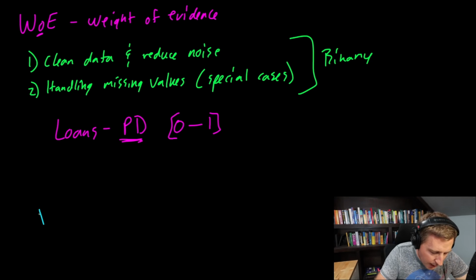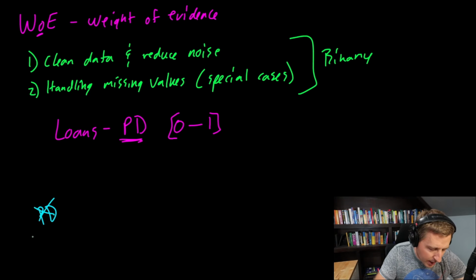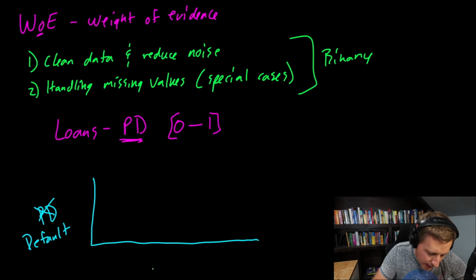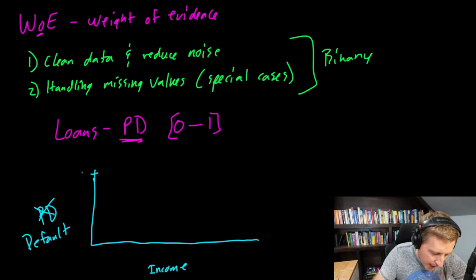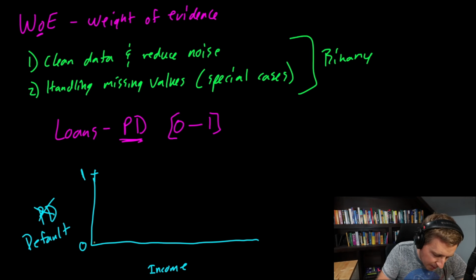On the y-axis, we're going to have PD, which is actually just default, which is what we're really modeling. So I'm going to cross that off and put default. But keep in mind, we're actually modeling the probability here. And then on the x-axis, let's say we have something like income. We're going to have a 1, which is the customer defaulted, and a 0 down here, which is the customer didn't default. The income itself is going to go from $0 up to, let's say, $500,000.